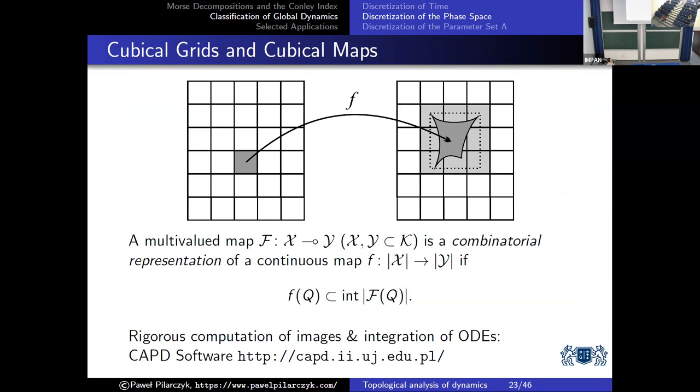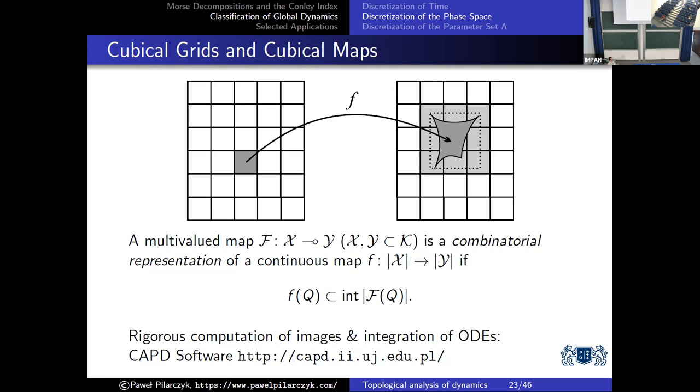And now the computation that we do for the time T map, the idea is to discretize the phase space. We just take a rectangular grid and we do computations for each cube or hypercube, or each box of points in the phase space. So we do the computations collectively: not iterating individual points, we iterate sets. And we use the CAPD software that is developed in Krakow.